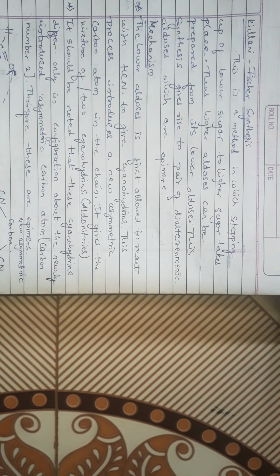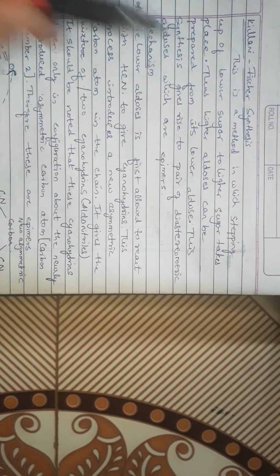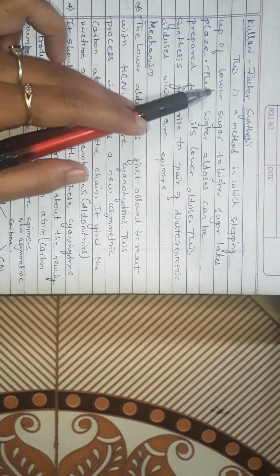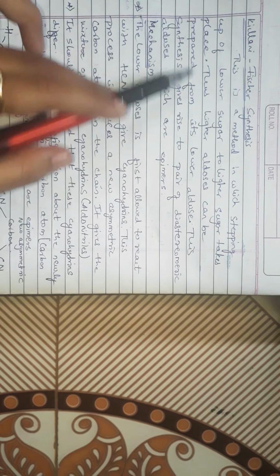Now, as we have been studying fructose and glucose, we will study how these can be synthesized by utilizing the lower sugars. Means what? In glucose there are 6 carbon atoms, and the lower sugar will have 1 carbon atom less than that. Synthesizing the higher sugar with the help of the lower sugar is called the Fischer-Kiliani synthesis. In this method, stepping up of the lower sugar to the higher sugar takes place.